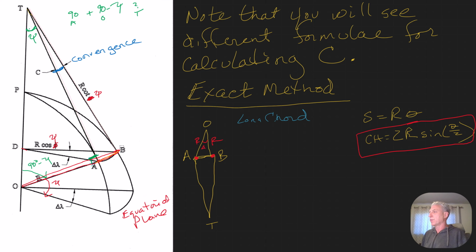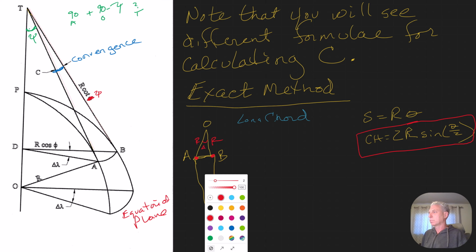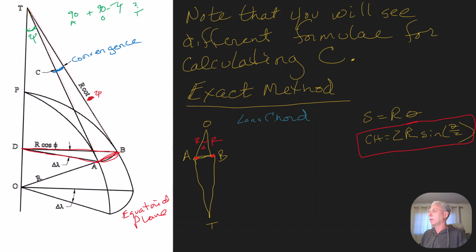Sorry, I want to use a different triangle than that. Let's use, we could use any of these, right? Let's use this one. Chord, there we go. We can use that triangle, and for that triangle, consider just DAB. So we're going to use DAB instead of OAB.